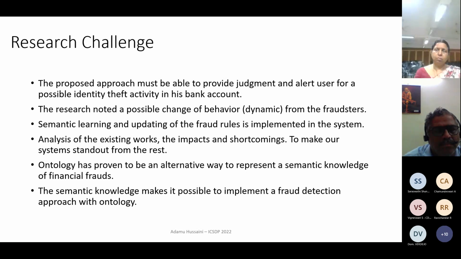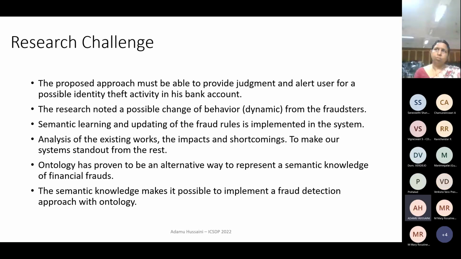Some of the research challenges that we faced in the entire research process are that the approach must be able to provide judgment and alerts for the user about a possible identity theft, which is a main class of phishing fraud in a user bank account. The research also noted a possible change of behavior, as I described earlier, from the fraudsters. Also, semantic learning and updating of the fraud rules must be implemented, so we must implement a learning procedure for the system to learn dynamic changes in the fraudsters' behavior, as well as the user behavior. And also the analysis of the existing works, their impact and shortcomings, so that we can implement a better system.